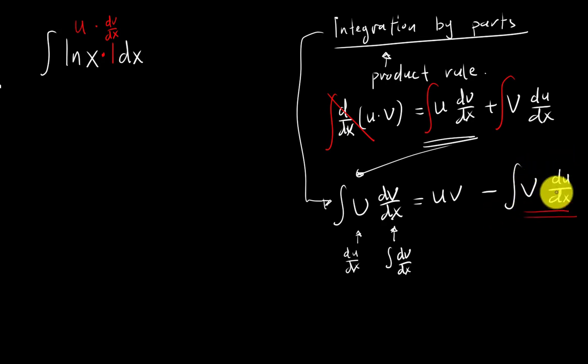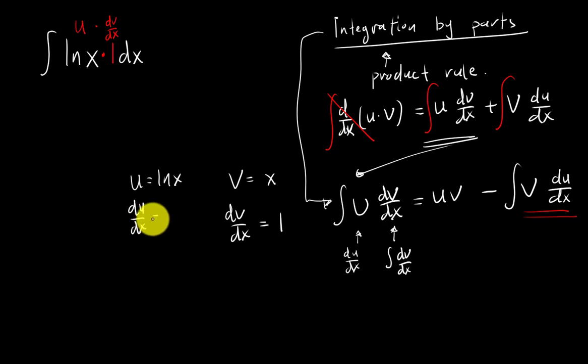Alright, let's come back to this question. This is what I normally will do. Since I know my u, I will write down u equals ln x. Then I write my dv/dx, which is 1. I want to get my v, so I integrate the 1 and I get x. And then I want to get my du/dx, which is 1 over x. Then I just apply the formula, which comes from the product rule: u multiplied by v, minus the integral of v du/dx.